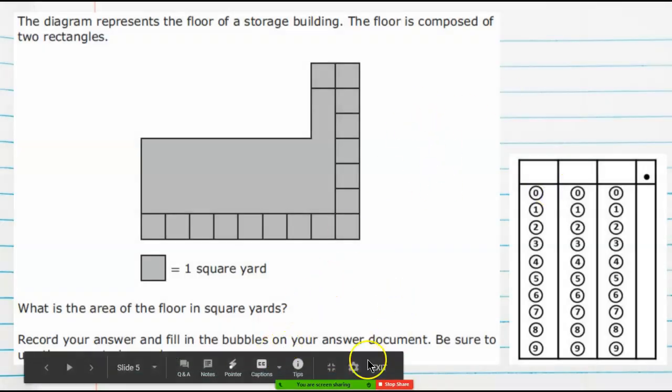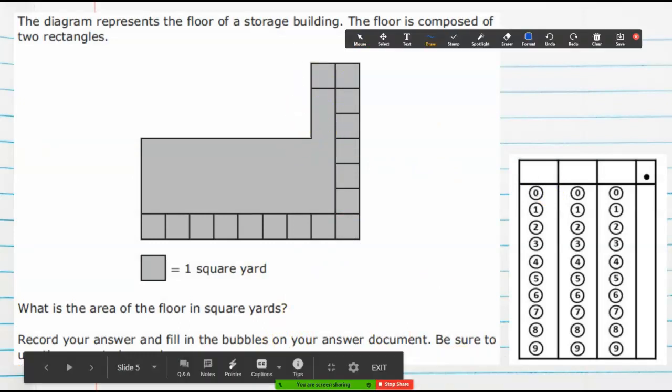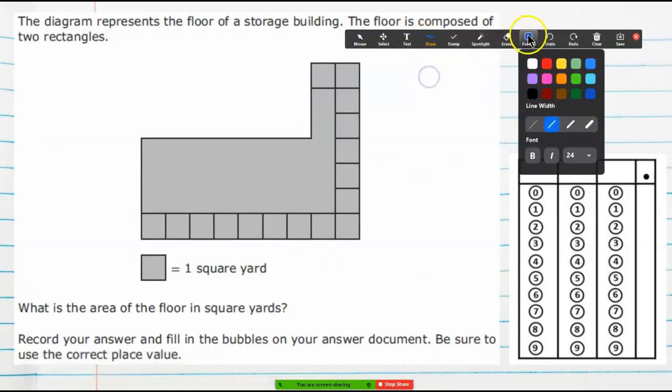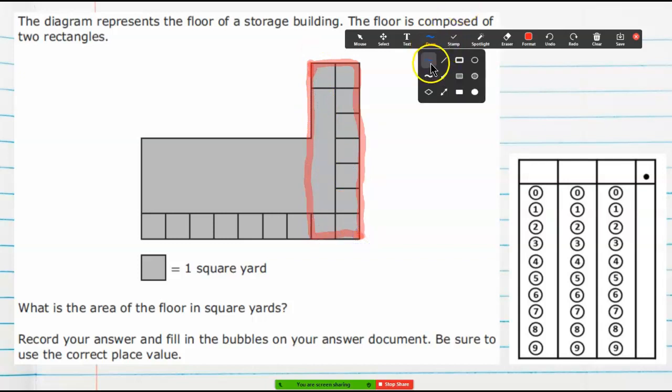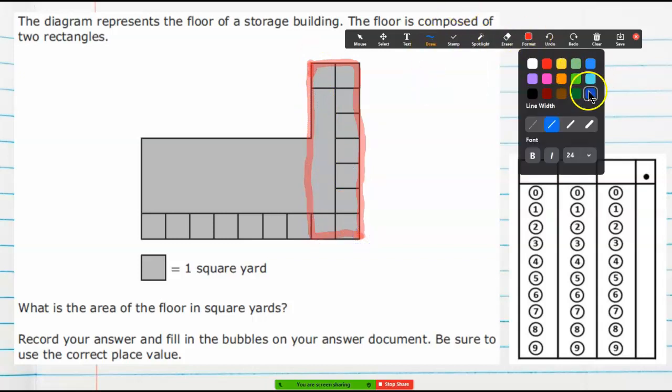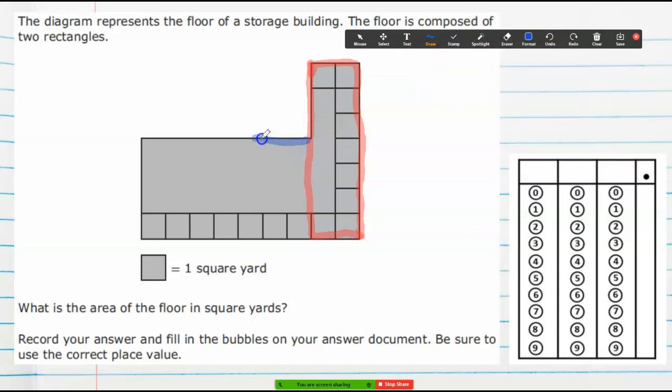Okay, so this question is similar, except they didn't break up the shape for us, so we're going to do that. So first, let's look at this rectangle. They did not draw a line breaking it up, so you're going to do that yourself. Draw a line all the way down, make sure that line is straight. Here's my first shape, and here's my second shape. So I broke it up into 2 rectangles.